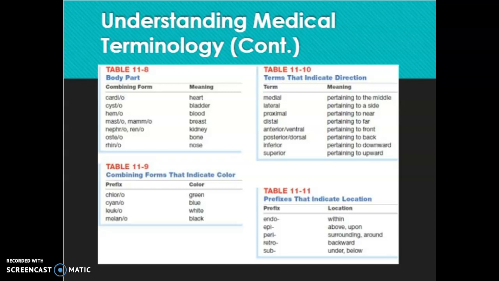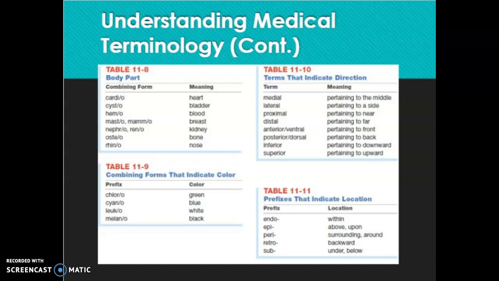Now these terms are also pertaining to directions in the table, very important. So medial pertains to the middle, or is toward the midline of the body. Lateral pertains to the side, off to the right lateral, left lateral. Proximal pertains to near, or close to another body part. So my hand is proximal to my wrist. Distal means far, so my fingertips are distal to my shoulder.